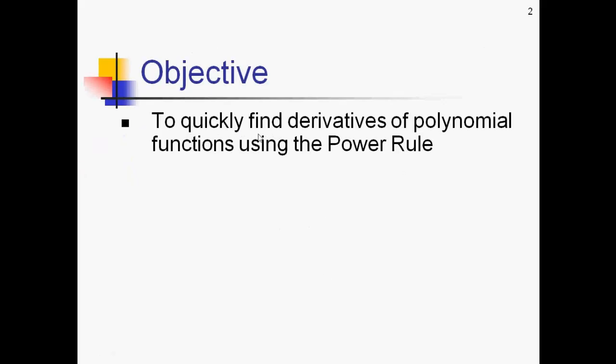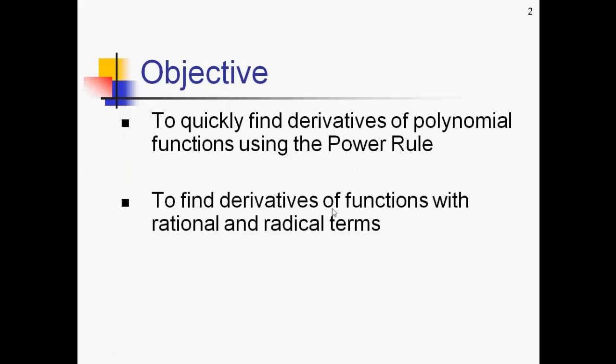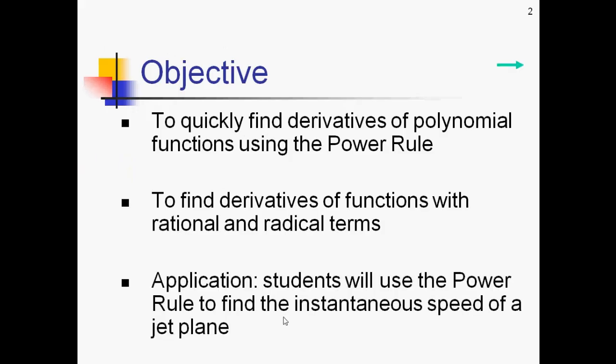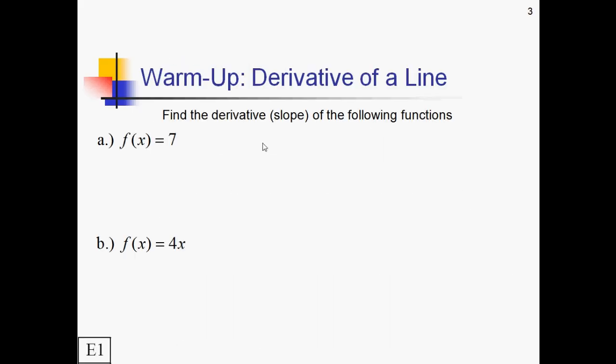For this one, we're going to quickly find derivatives of polynomial functions with the power rule and derivatives of functions that have rational and radical terms. For the real-life application, we're going to use our power rule to find the instantaneous speed of a jet plane. For the warm-up on this one, let's start by finding the derivative or slope of some functions with which you're very familiar. Pause the video, give it a shot.